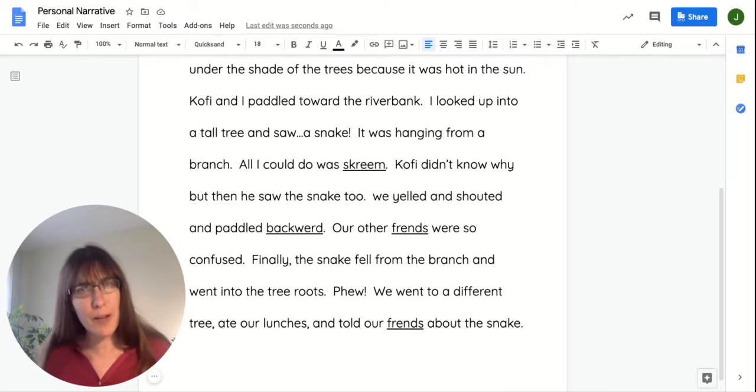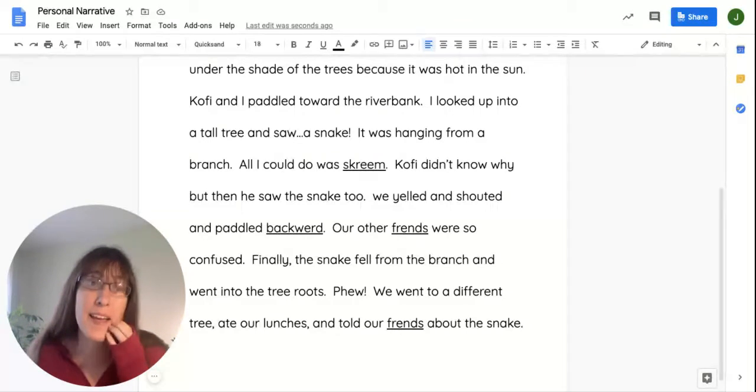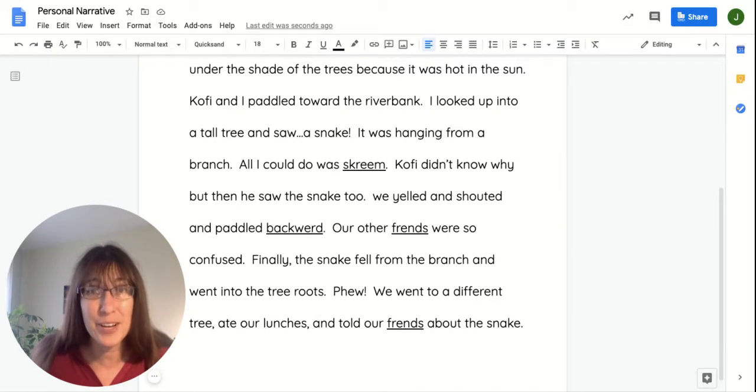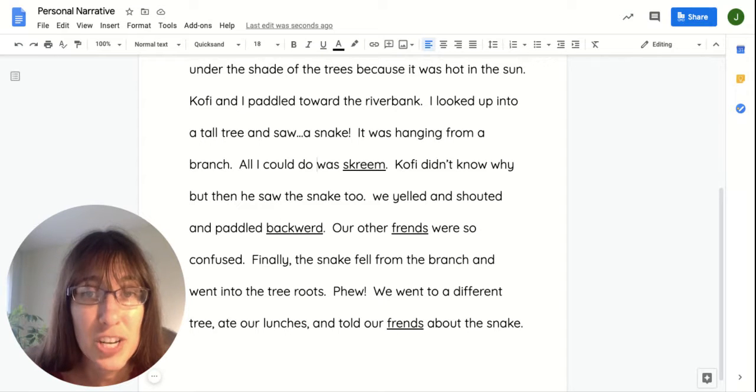Does your story have a spot where you might add ellipses or you might make us wait to find out what's happening? Maybe you might want to change that. It was hanging from a branch. All I could do was scream.